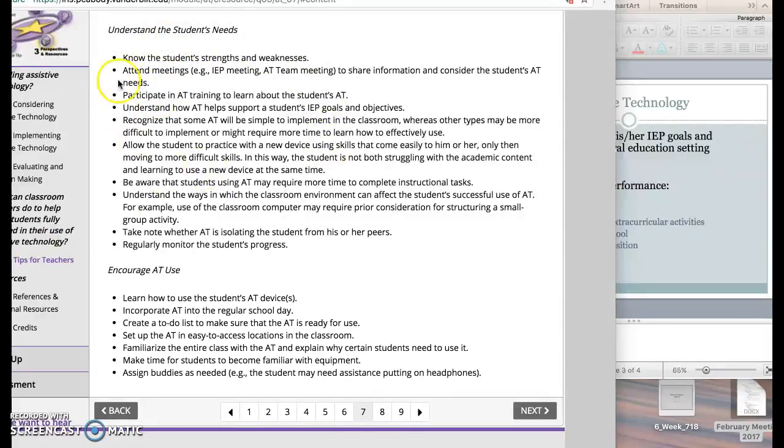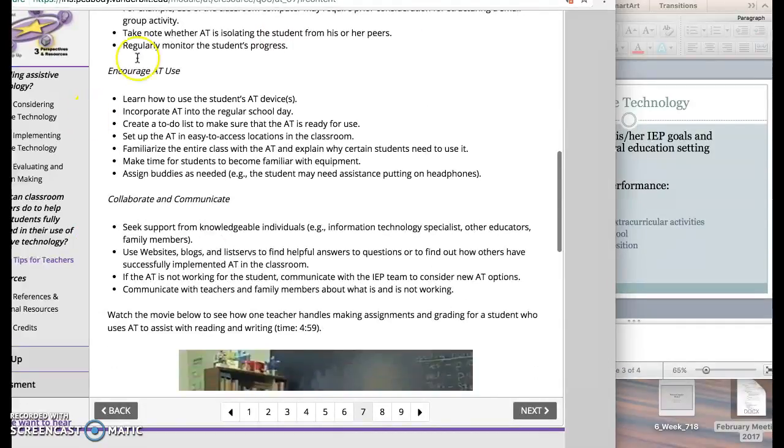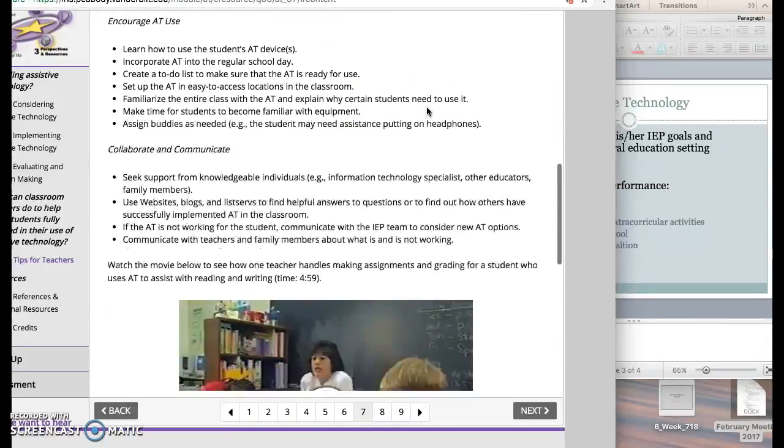I like this section because it talks about understanding the student's needs, which we've talked a lot about in class. For example, take note whether the assistive technology is isolating the student from his or her peers. It also talks about encouraging assistive technology use. A lot of times students will shy away from the assistive technology because they don't want to look stupid or look different. So helping everybody in the class become familiarized with the assistive technology and why certain students may need to use it is a really helpful way to bring down the stigma.